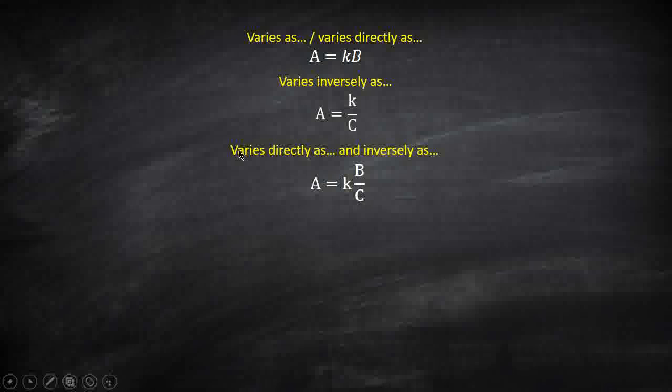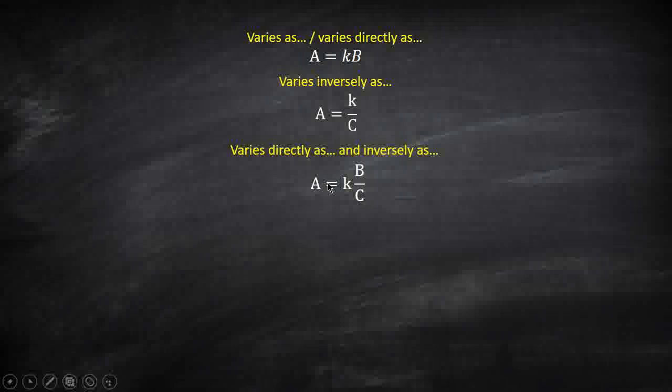As the third formula, say A varies directly as B and inversely as C. As A varies directly as B, A is equal to B, and also inversely as C, that means divided by C. This is the second one here. So the formula is A is equal to B divided by C, and then the constant K is added.